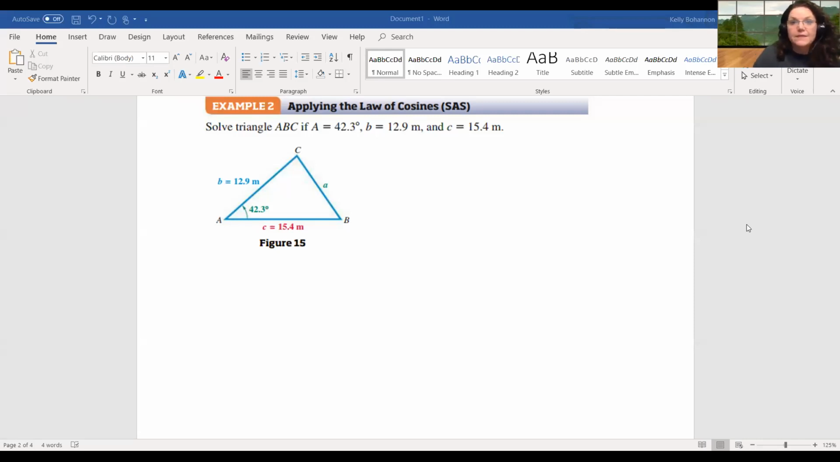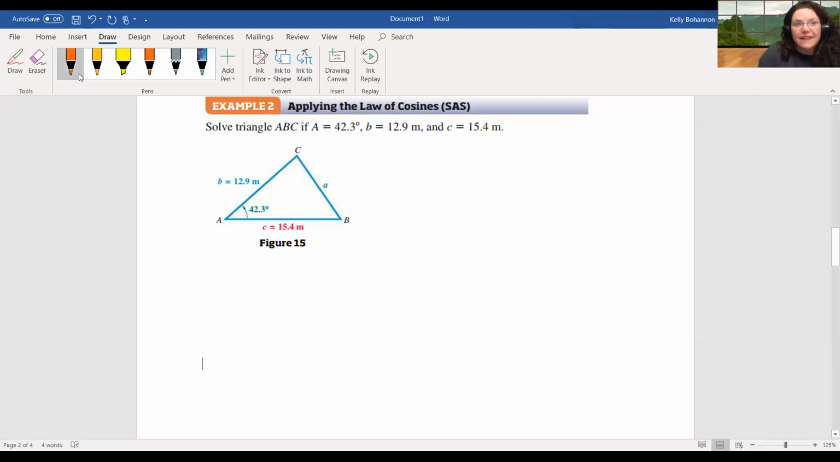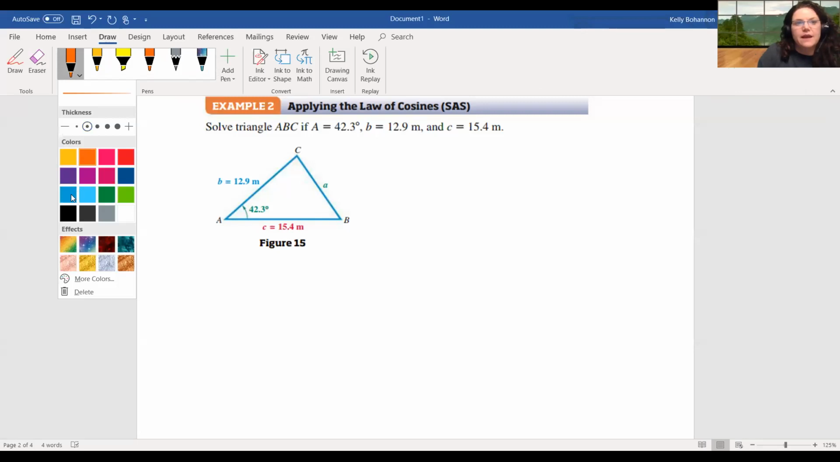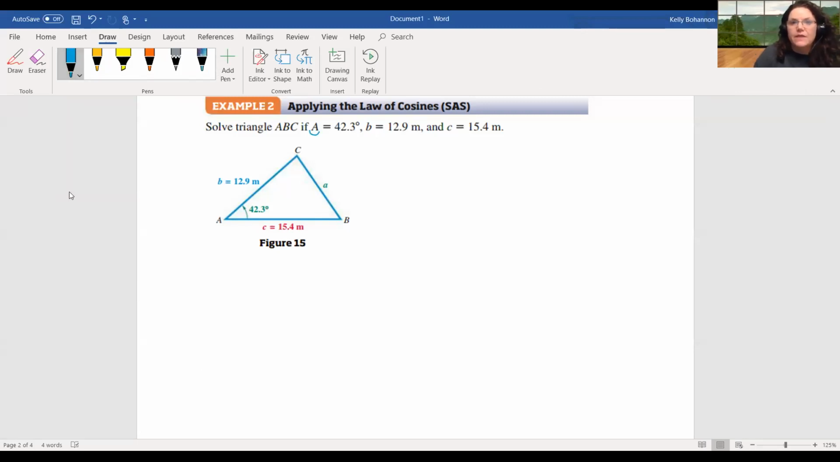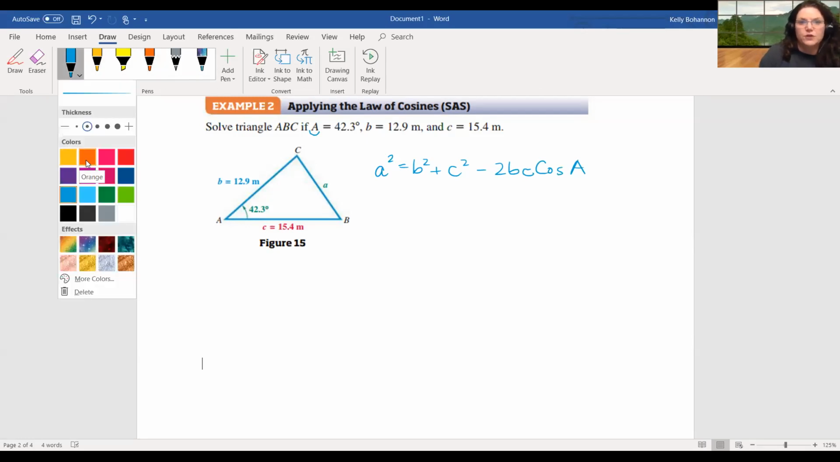So in this case, I'm going to determine which angle I have, and that is going to help me decide which one of the formulas I'm going to use. Since I have angle A, I'm going to use the formula that has angle A in it: A squared equals B squared plus C squared minus 2BC cosine of angle A. That's the formula I'm choosing to use, and I will find side A first, and then we can find the rest of the missing pieces.